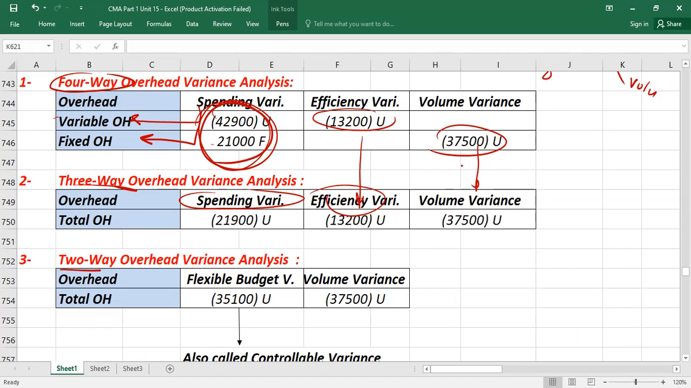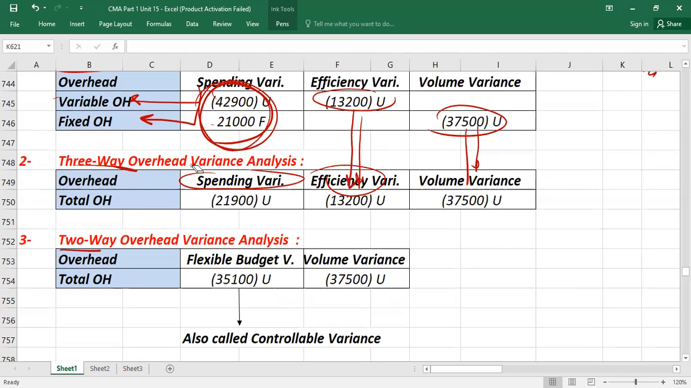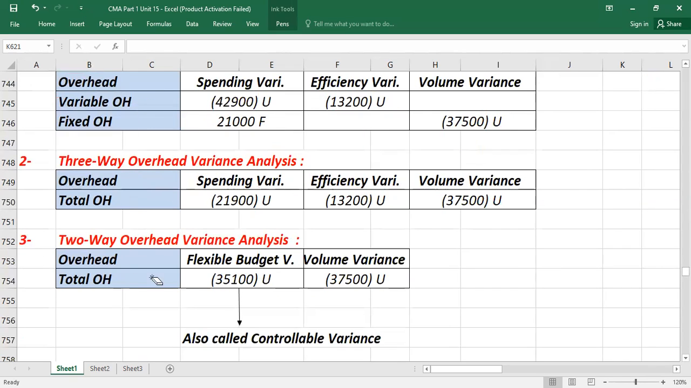So what I have done in three-way is, I have plugged the spending variance of variable overhead and the spending variance of fixed overhead, and I showed one value. Then I show one value for efficiency variance and one value for volume variance. If I show these three this way, this is called what? Three-way. Now there is two-way. Two-way means two variances. So in two-way, you know what you will do? Please remember. In two-way, I'll plug these three variances, and I'll show one value.